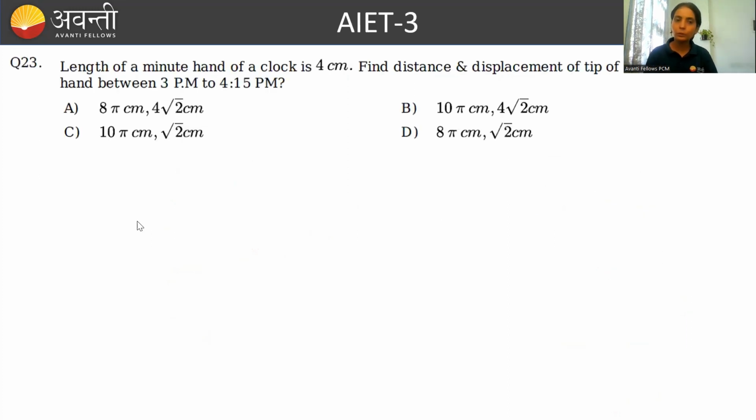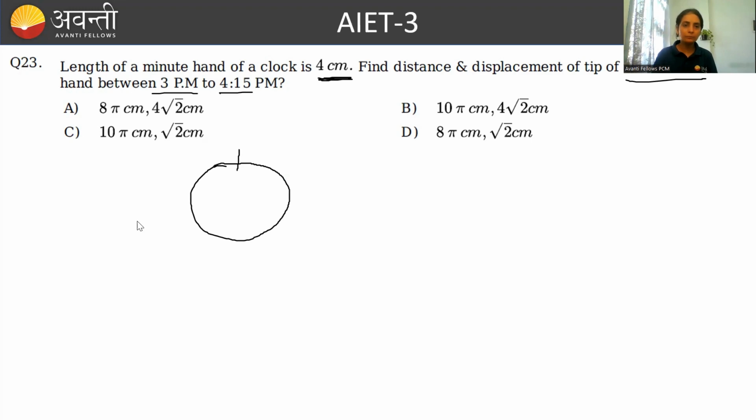Now, what is the question? This is a question from clock. Length of a minute hand of a clock is 4 centimeter. Find distance and displacement of tip of the minute hand between 3 p.m. to 4:15 p.m. So first we need to see how minute hand moves, right?